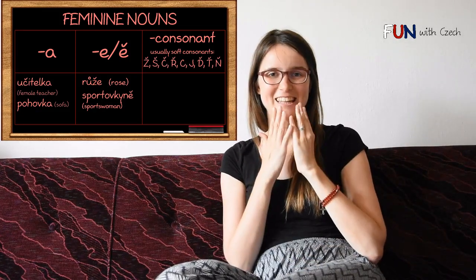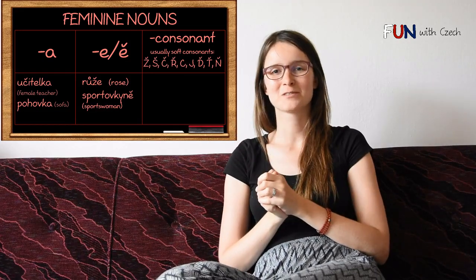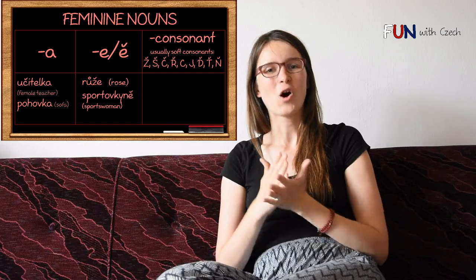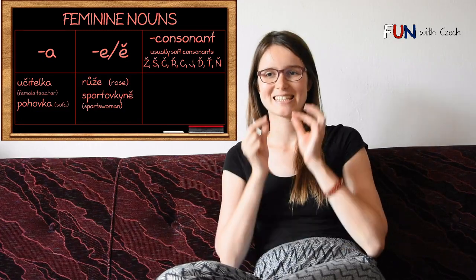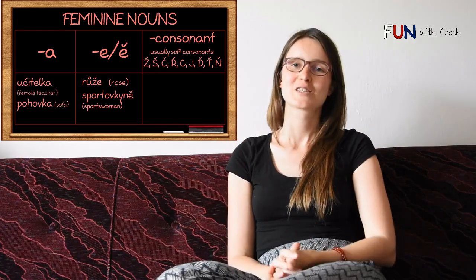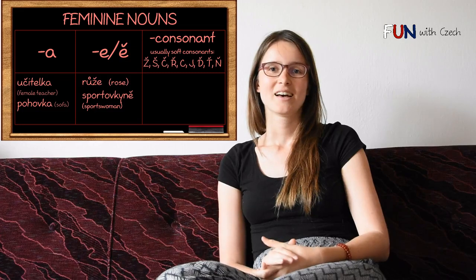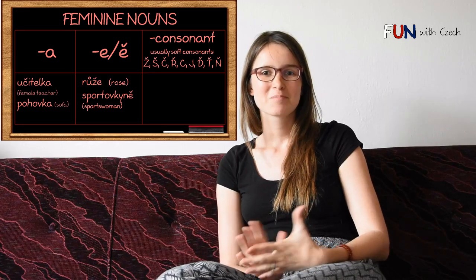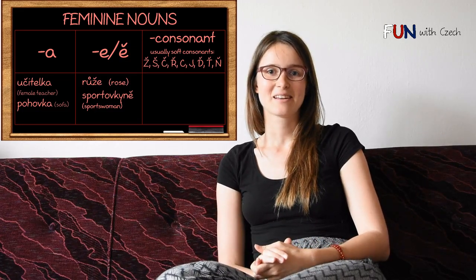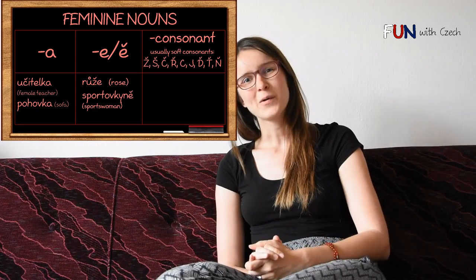You can see that actually my mouth stays in a very similar position when I am saying all of these soft consonants. It's like j, sh, ch, r, c, j, g, j, ň. So these are soft consonants, and they are like the possible usual consonants that are a sign of a feminine gender in a noun.